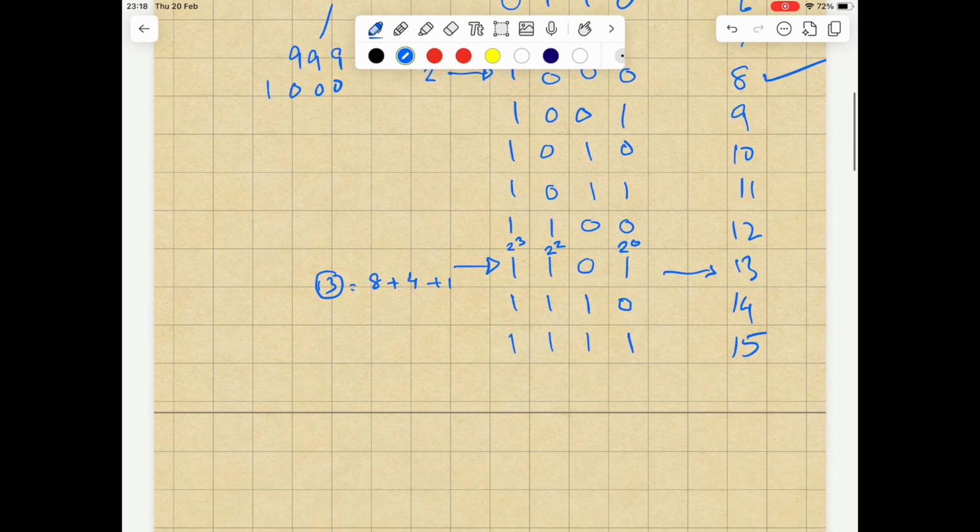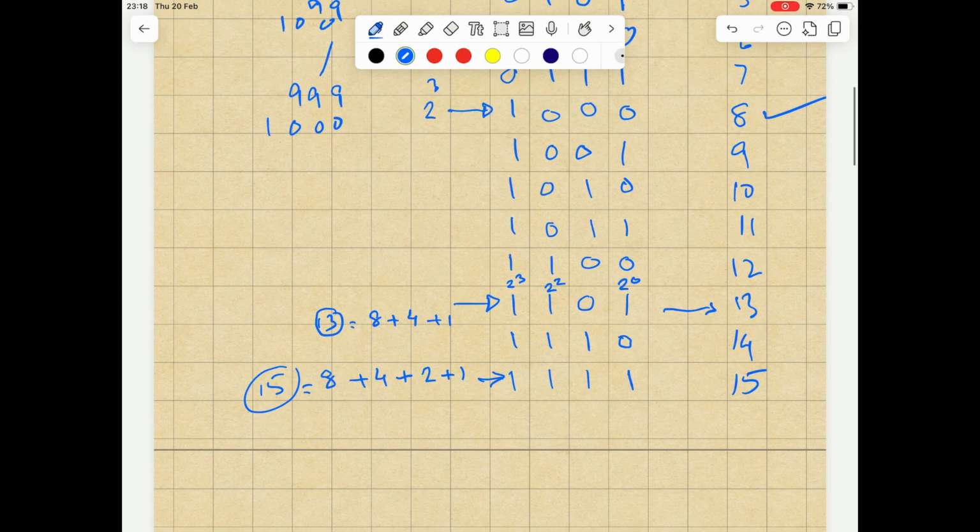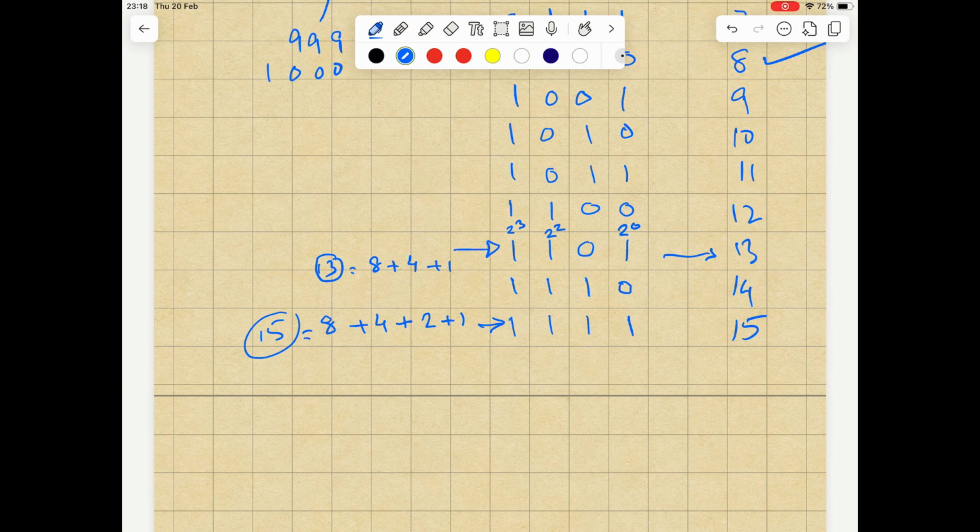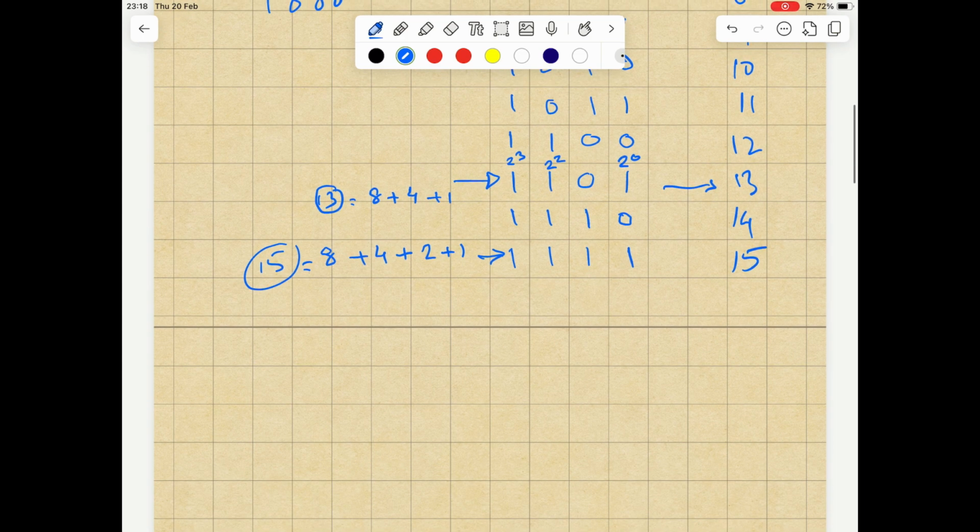So same as for the 15. If you look at the 15, first is 8, 2 to the power 3, 8 plus 2 to the power 2, 4, plus 2 plus 1. So this makes it 15. Yeah? Now, if we are given the decimal number, how do we work out the equivalent binary number?